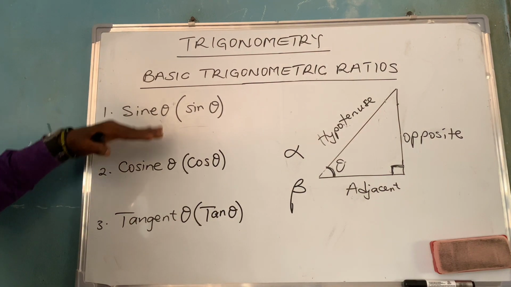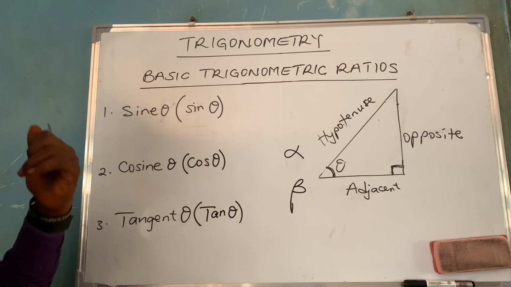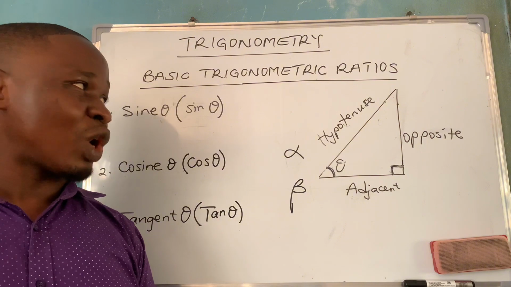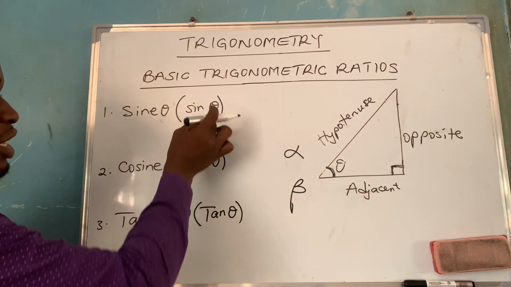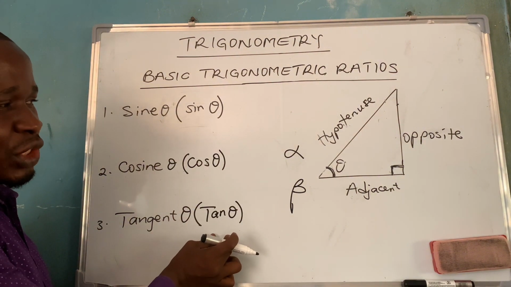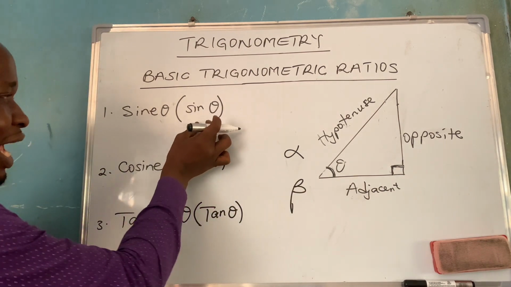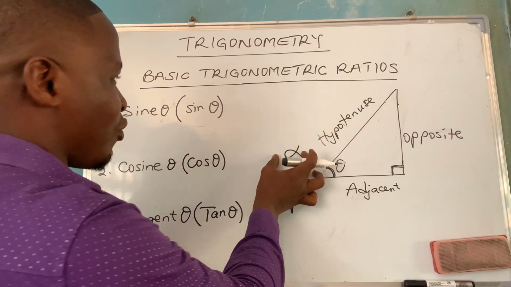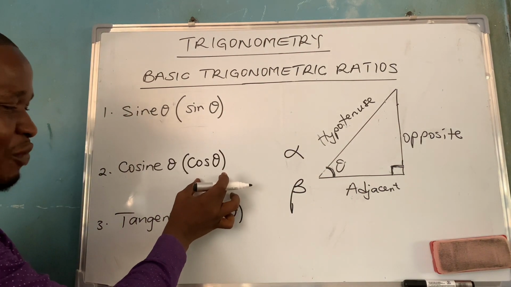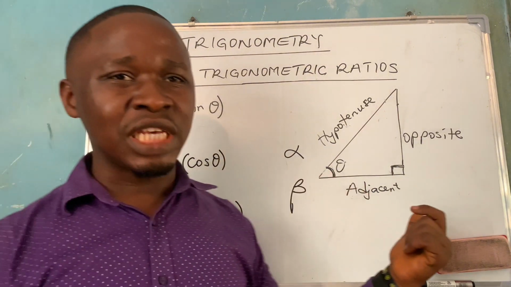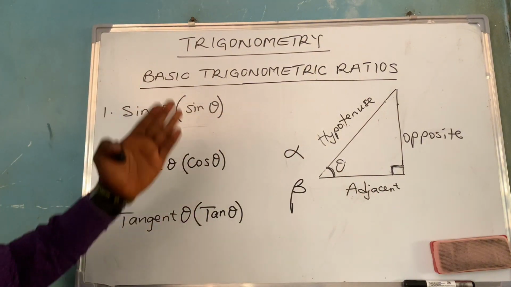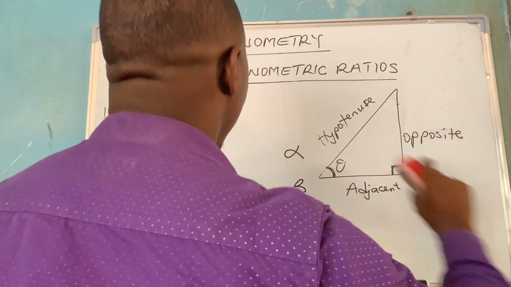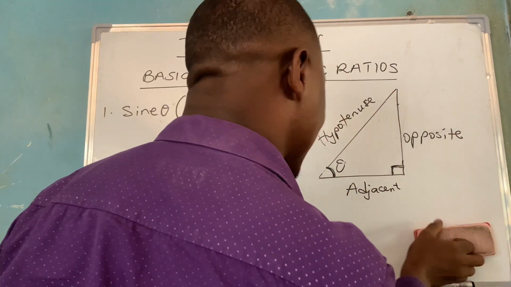So sine, cosine, and tangent are the three basic trigonometric ratios. In short form, when applying them in solving mathematics problems, we say sin, cos, tan. If the angle we are using is beta, sin beta, cos beta, tan beta. If the angle being used is alpha, sin alpha, cos alpha, tan alpha. But we are using theta. So we can say sin theta, cos theta, tan theta. Alright, so now we go to the definitions.